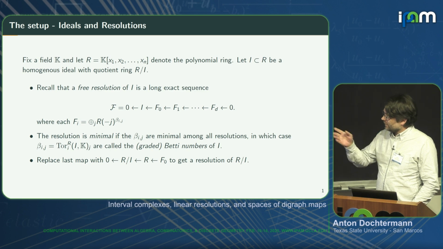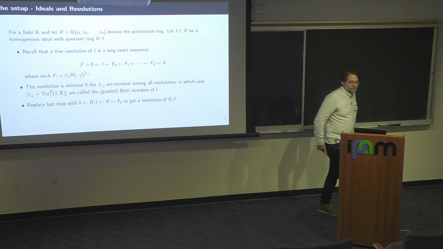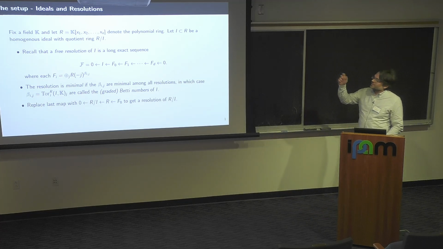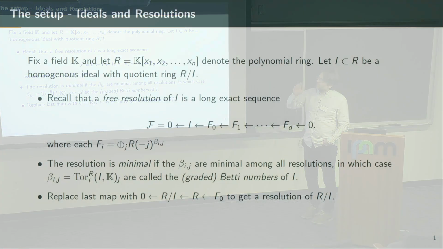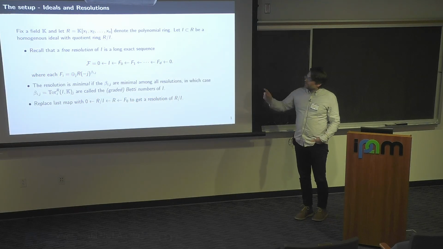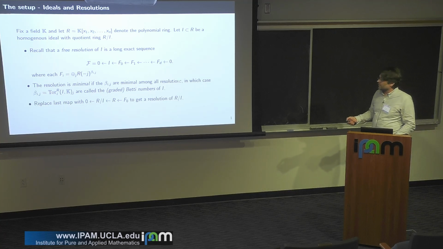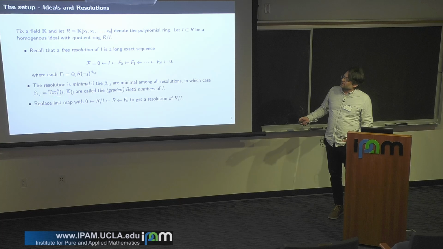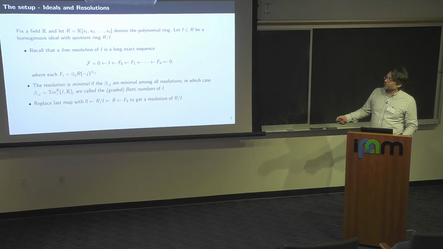where each term in this long exact sequence is a free module. Since I'm working in the graded setting, I want to consider this twist on the copy of that free module. And I want to record, at each homological degree, how much it's twisted. So this is recording this information. This is what's called a resolution. It's going to be minimal if those numbers, those beta ij's, are minimum among all resolutions. And in that case, actually, this number can be computed as this derived object. And we call those the graded Betti numbers.